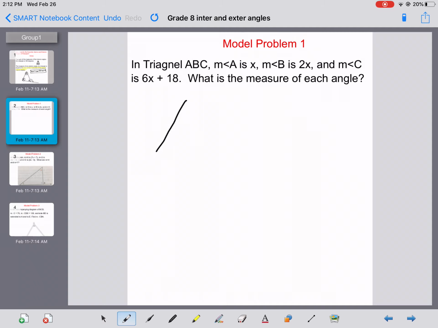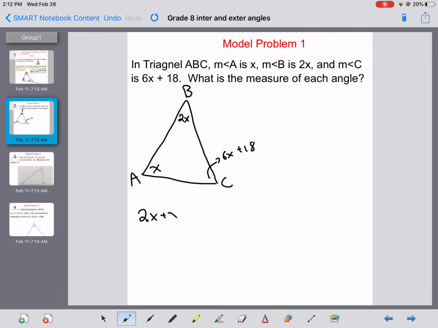To start, I'm going to draw the triangle so I can have a better idea of what is happening. We'll call this A, B, and C. The measure of angle A is x, the measure of angle B is 2x, and the measure of angle C is 6x plus 18. Since all of these are interior angles, all three of these angles together are going to be equal to 180 degrees.